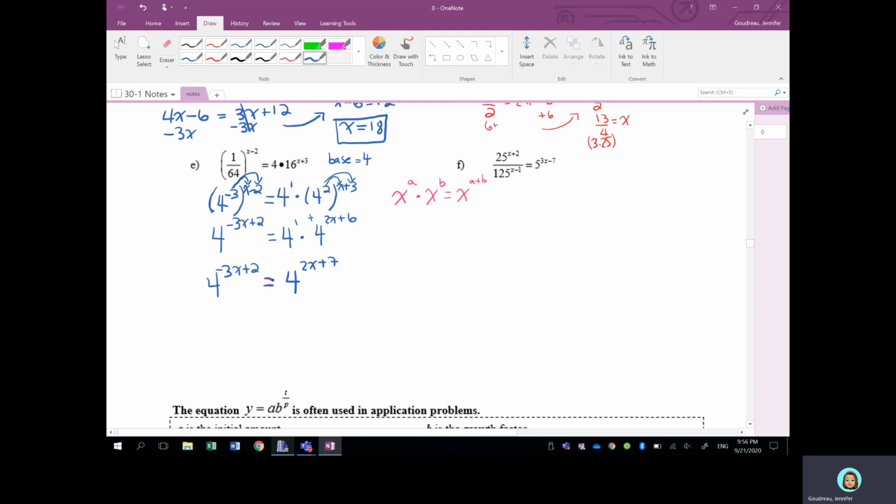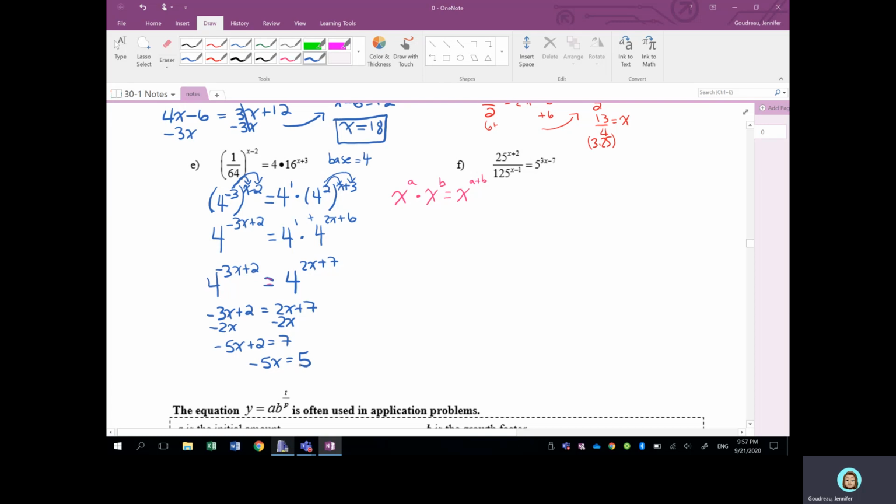Now I have a single power on both sides, same base. We can now equate the exponents. 3x plus 2 equals 2x plus 7. And we can go ahead and bring our variables together. So subtract 2x from both sides. Negative 5x plus 2 is equal to 7. I am going to subtract 2 from both sides. So negative 5x is equal to 5.